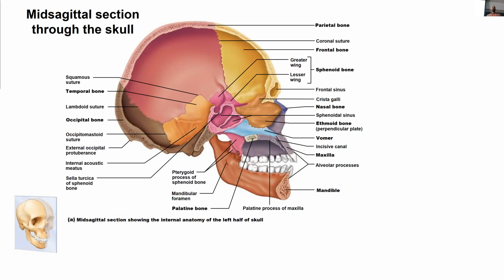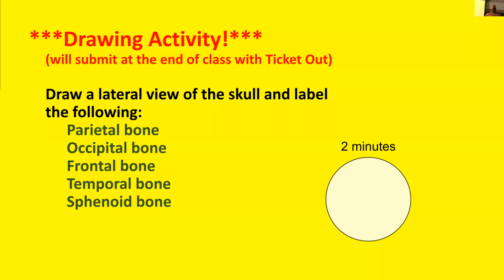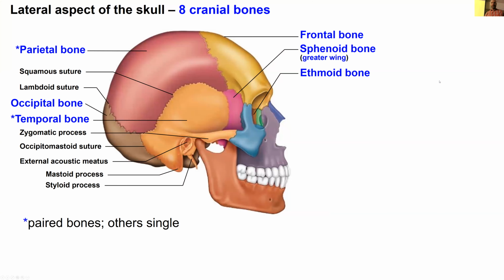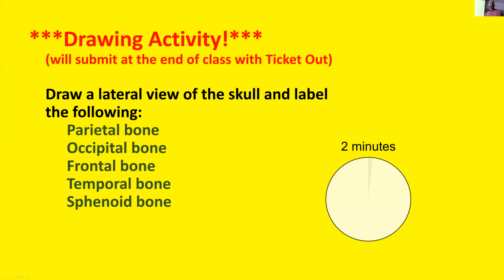Cool, now you get to draw. All right, go ahead. Give me a lateral view of the skull from memory as best you can and label the following bones. You have 2 minutes. Go. Oh, just kidding. Don't look at that. Try to do it without your notes if you can, as well as you can. If you need to consult the notes after, that's fine.